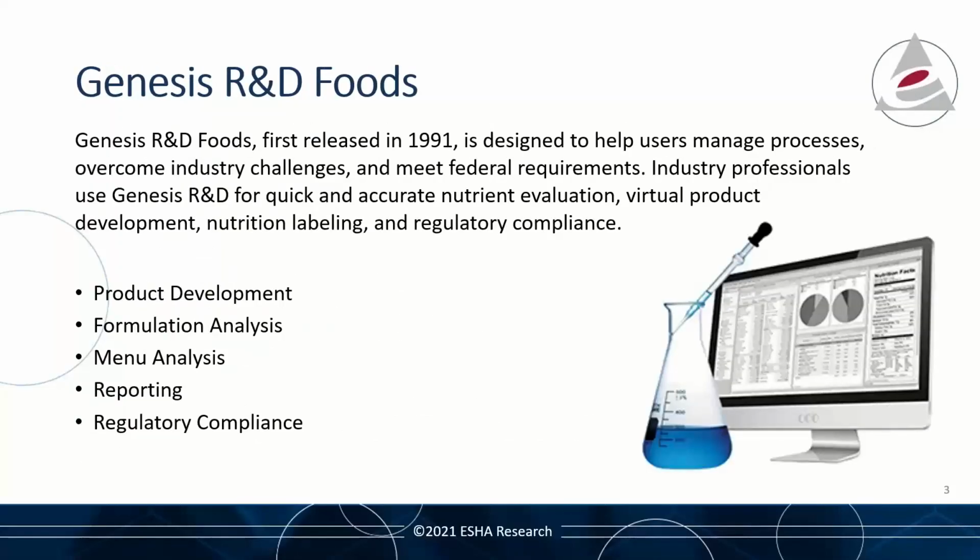Genesis R&D Foods was introduced in 1991 to help address the need for convenient formula analysis and formatting of NLEA food labels for U.S. regulations. Over the years, Genesis has remained the go-to standard for product development, recipe analysis, and nutrition facts creation, as well as restaurant menu analysis and reporting. We offer label modules to prepare compliant labels for the U.S., Canada, the EU, and for Mexico.